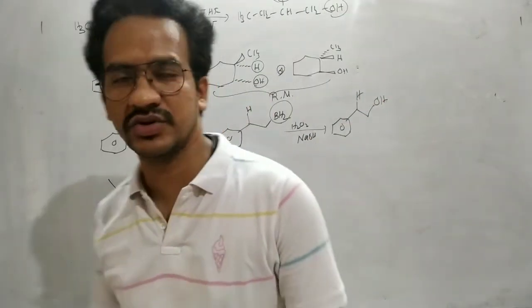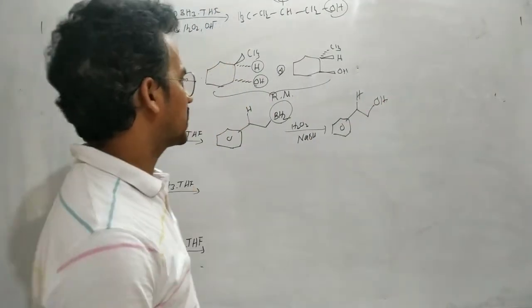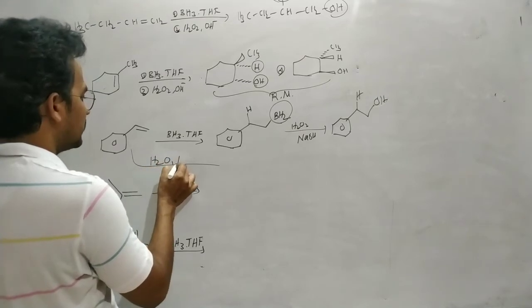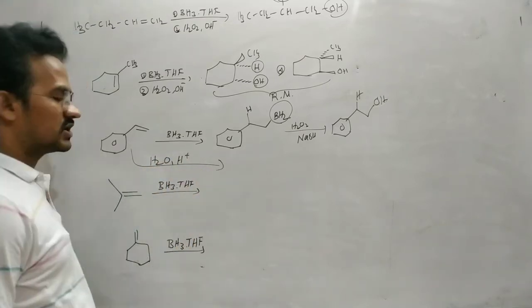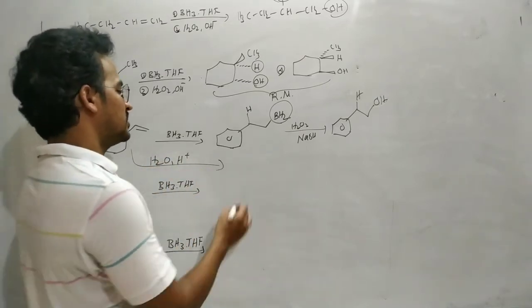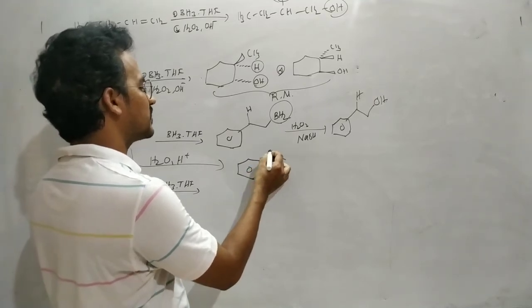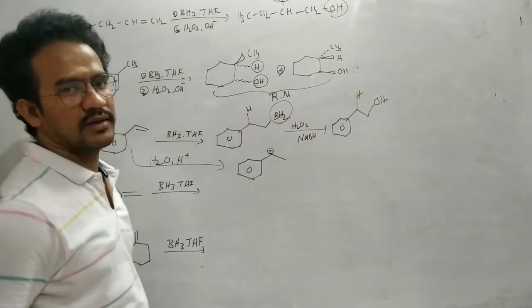In place of BH2, there will be OH. Now here, the same styrene molecule, water addition in an acid medium. So in acid medium, first of all protonation of the alkene takes place. As a result, we will get the carbocation.